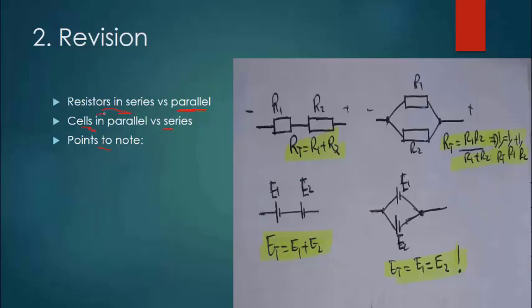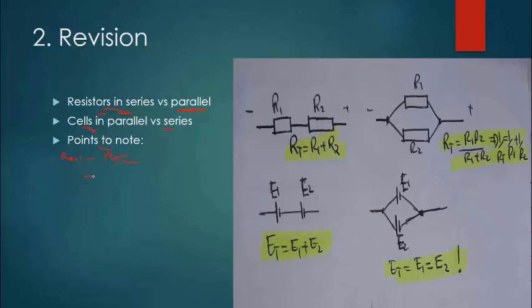First, we start with resistors. The first point to note is, assume that these are the resistors, connected in series in such a way. The total effective resistance RT is given by R1 plus R2. That is what the circuit will count. That's the first point to note.